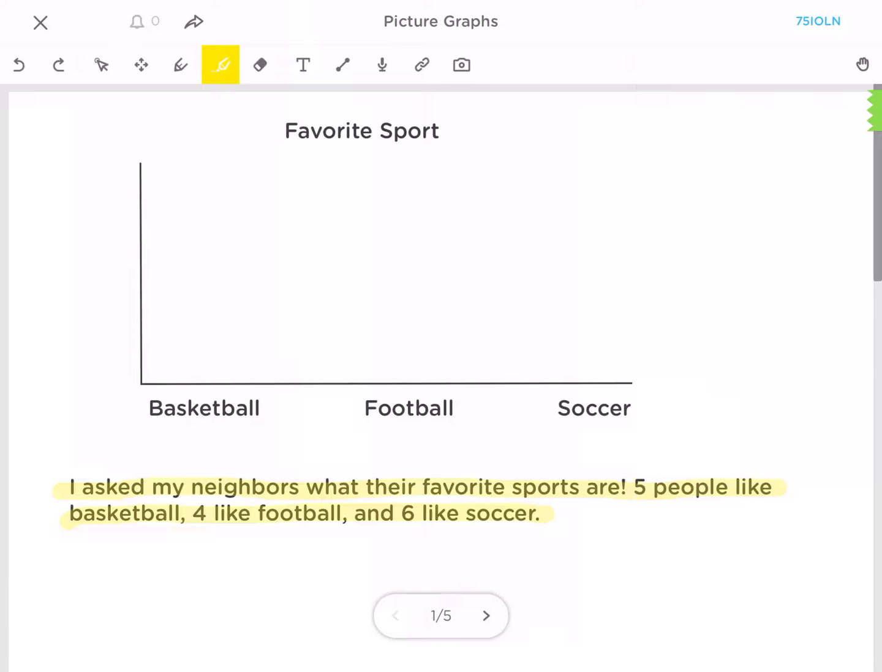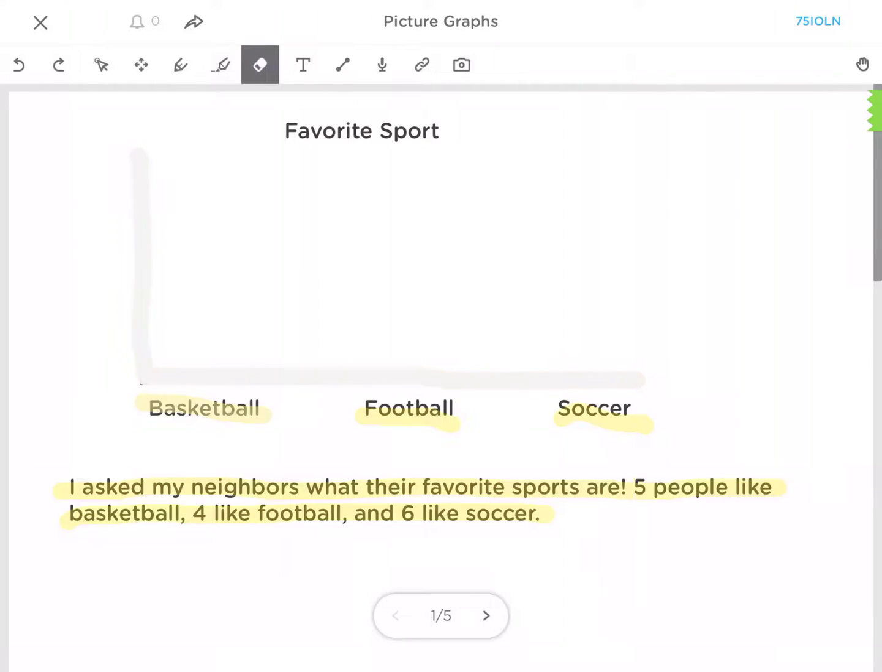Now, I want to represent this data in a picture graph. A picture graph makes it easy to see really quickly how many people like basketball, how many like football, and how many like soccer. It also helps us see what the most favorite was, maybe what the least favorite was, and other information like that. So let's get started. Today I want you to use emojis. Use emojis as your pictures for your picture graph.